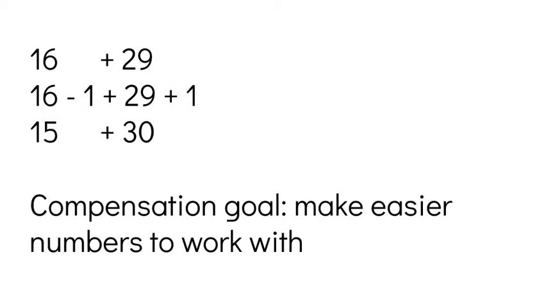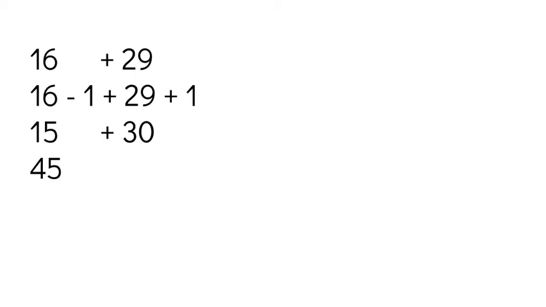So when I take that 1 from 16, I get 15, and when I gave that 1 to 29, I got 30. Now adding 30 plus 15 is much easier. So 30 plus 10 is 40, plus 5 more is 45. So 16 plus 29 is 45.